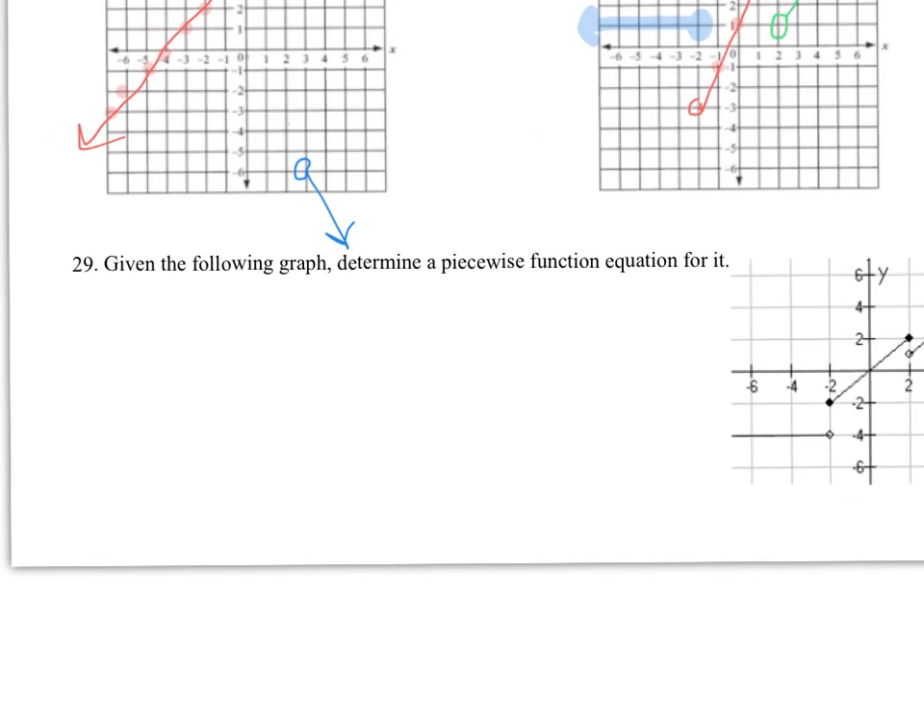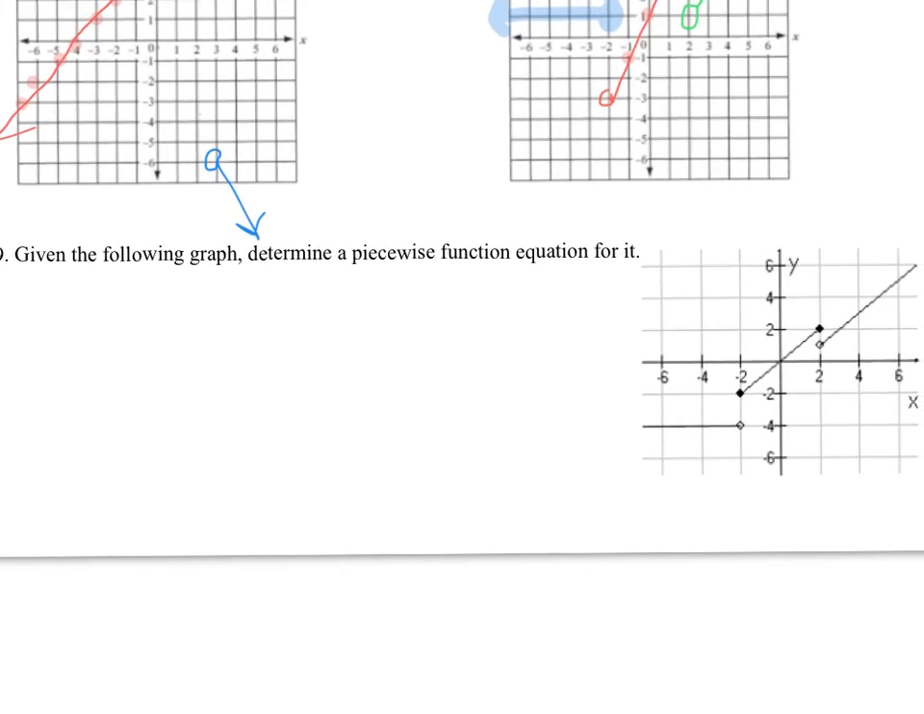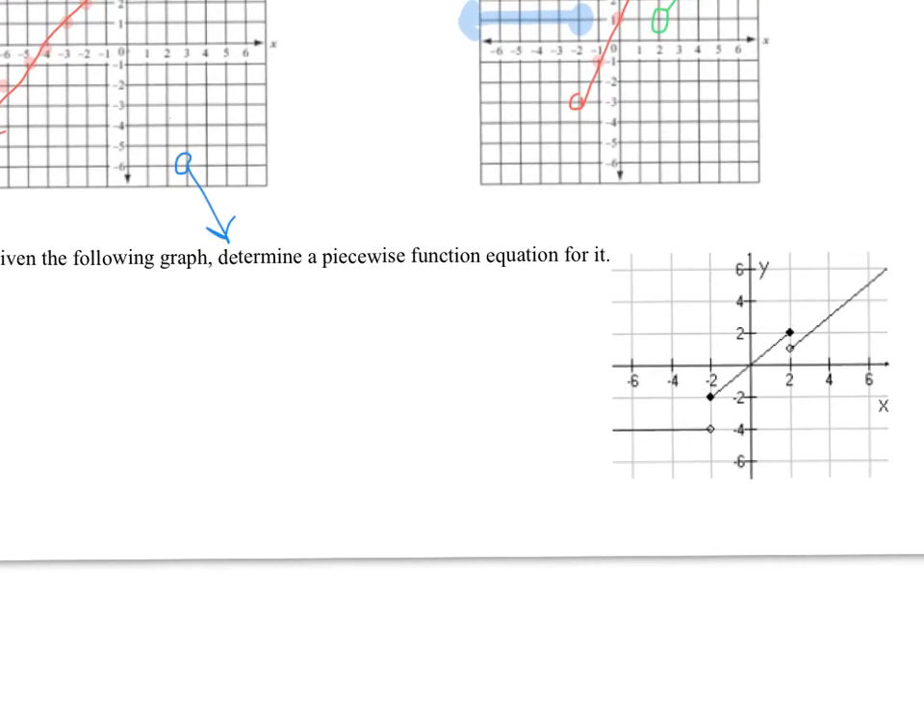Last one. Given the following graph, determine the piecewise equation. So, all right. I know it's just going to be f of x. You can pick any letter you want. It's going to look like this. So if I look at this line, I know it's a horizontal line at negative 4, and my restriction is when x is less than negative 2.